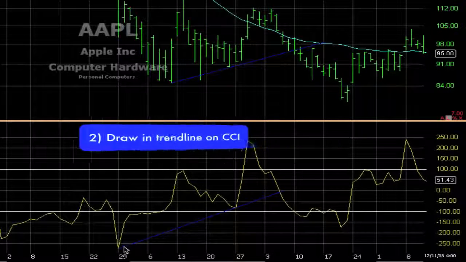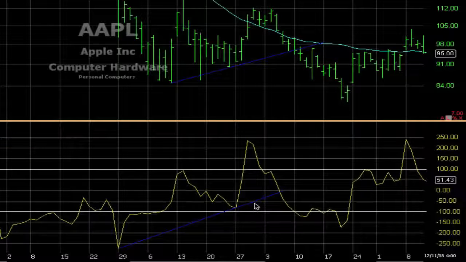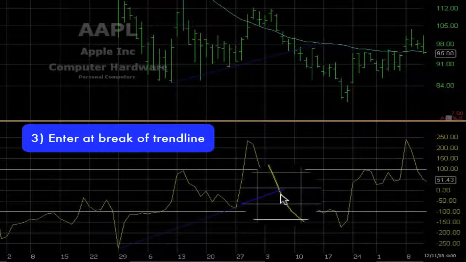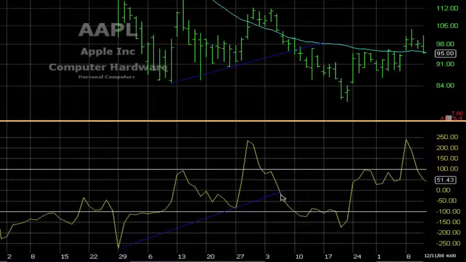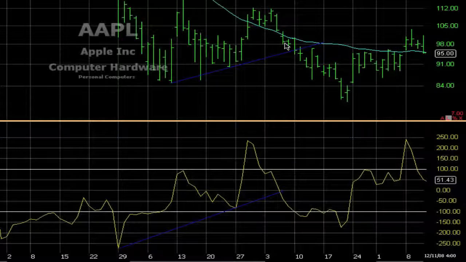Second, I draw in a trend line connecting my lows on the CCI. It gives me my entry here on a close basis. If you see, the trendline break on the CCI gets you in before the trendline break on price. Because you get in faster, but still with confirmation because of the CCI trendline break, you're getting a better risk to reward because your stop is smaller and your target is bigger.